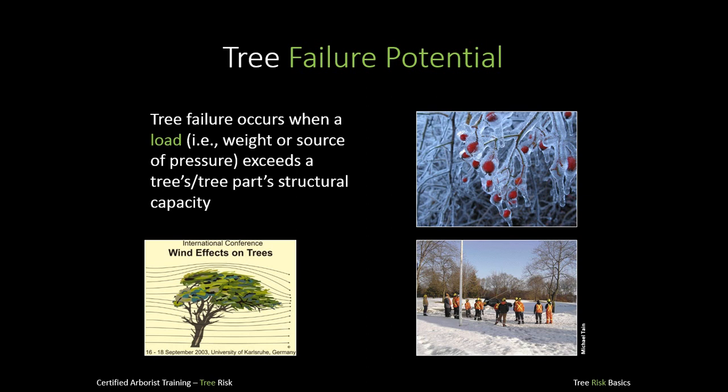So tree failure potential. Trees fail when the load, a weight or a source of pressure, exceeds the tree's structural capacity. When you think about ice loading, it's a very static load. It's just building of weight over and over again on all the branches and the branchlets and the twigs that compounds, and eventually branches start falling straight down, given the force of gravity. Wind is a very dynamic load. We can have straight line winds that are pretty straight and consistent, but often storm winds rage and oscillate, and trees whip around.